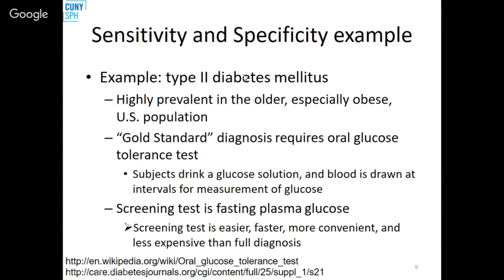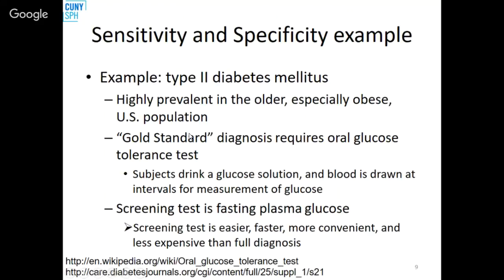Okay. Let's do another example of type 2 diabetes mellitus. This is highly prevalent in the older population, especially among obese individuals.